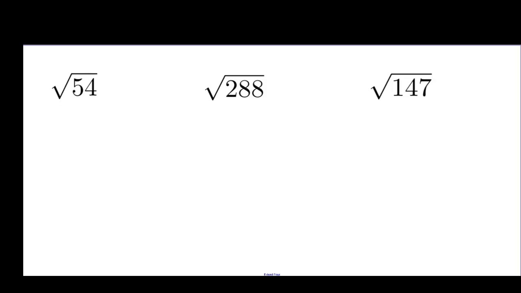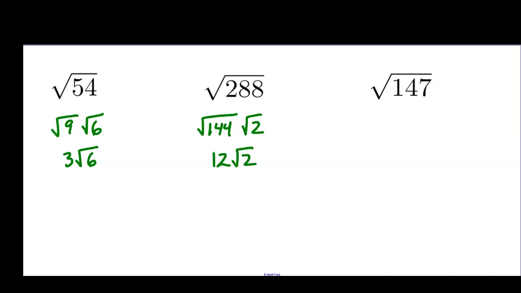Square root of 54. Half would be 27. That's not a perfect square. So then we go 25, does not divide in evenly. 16 does not divide in evenly. 9, that does. The factor pair would be 9 and 6. So we'd say square root of 9 times the square root of 6, 3 square root of 6. Square root of 288. Start by dividing it in half, so that would be 144 and 2 as the factor pair. 144 is a perfect square. Square root of 2, so we have 12 square root of 2.